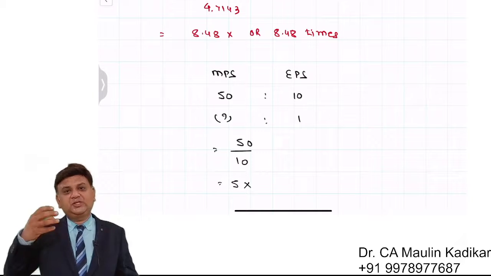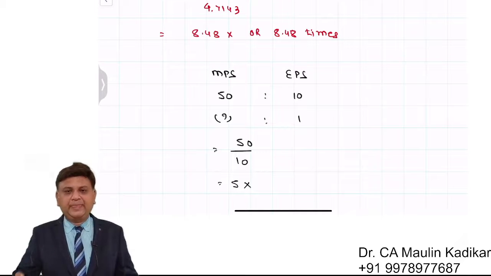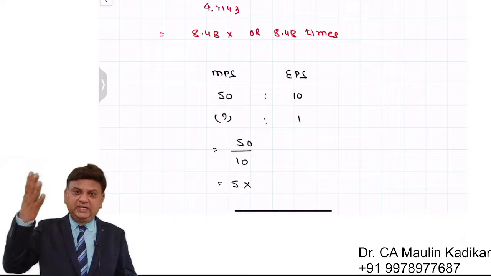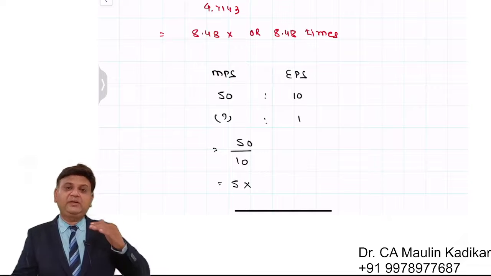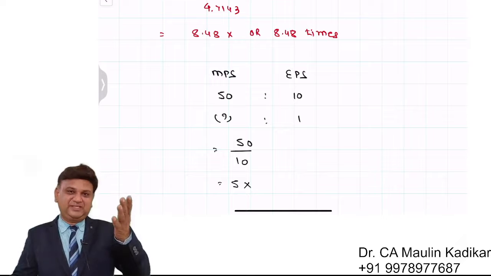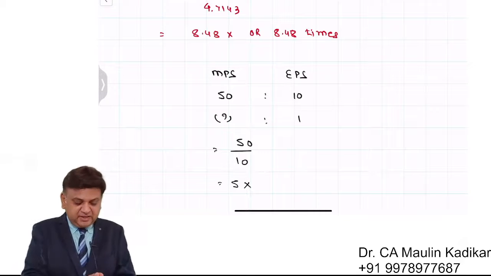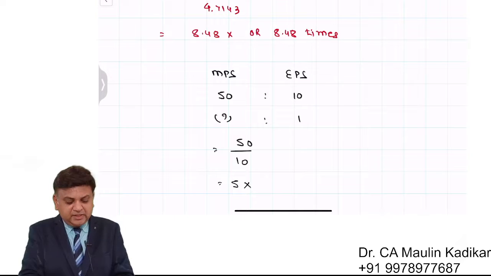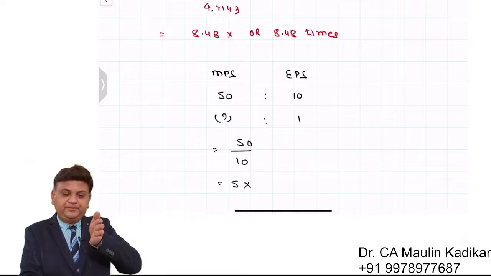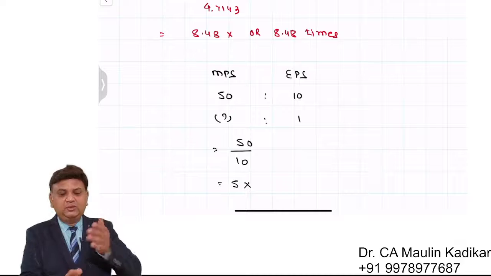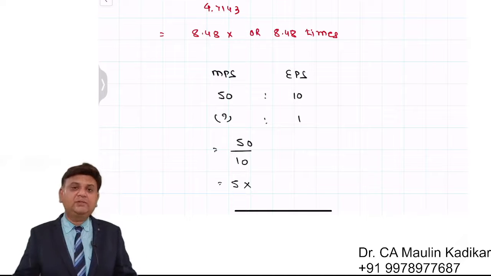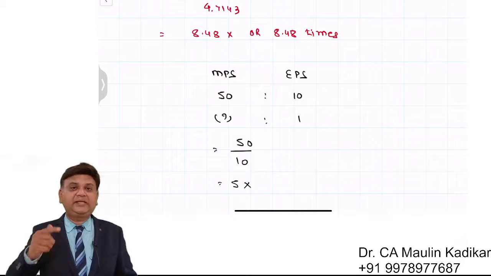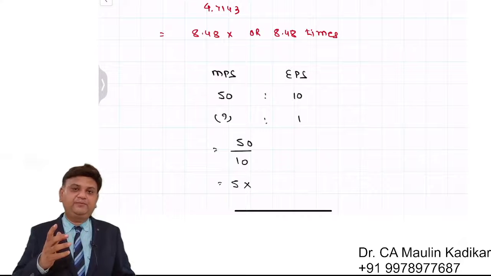Whenever the earning of the company will increase, the market value of the company will increase at the rate of 5 times. Presently the earning is 10, market value is 50. Your earning increases from 10 to 12. So it increases by rupees 2, then it will reflect in terms of increase in the market value by 10. That is 2 into 5.